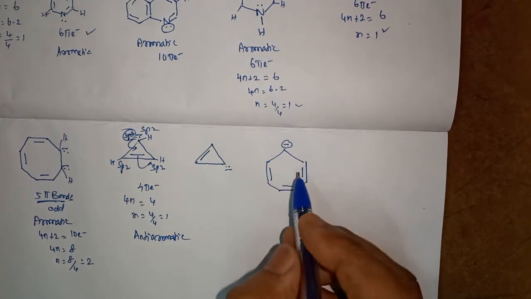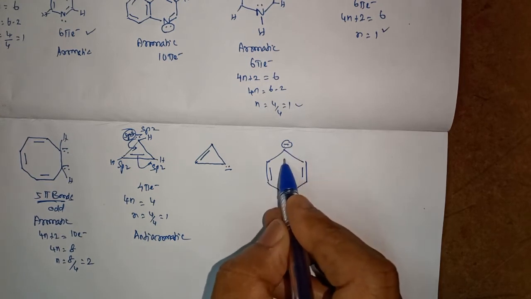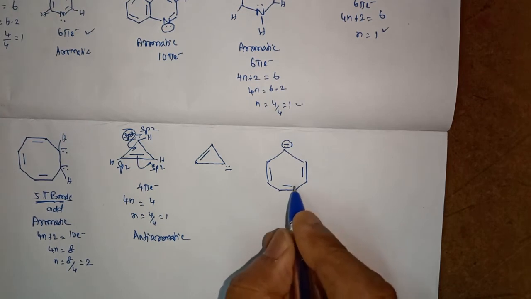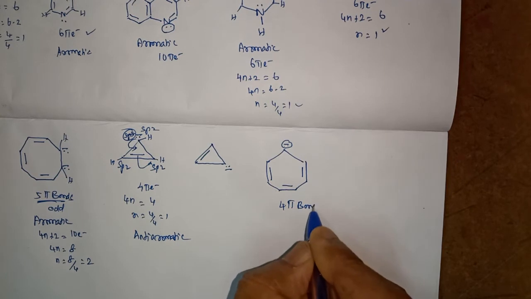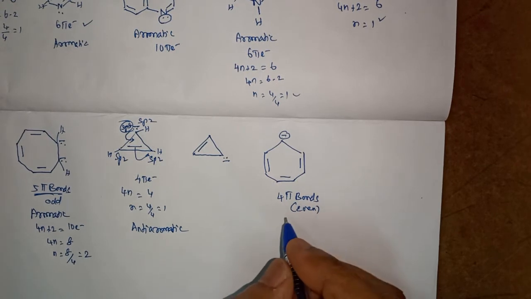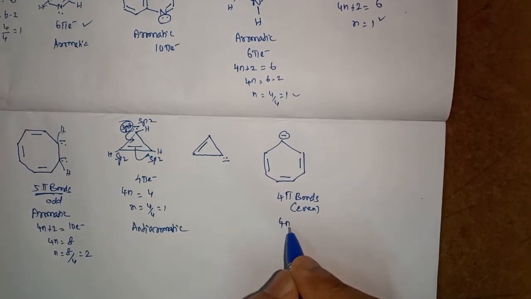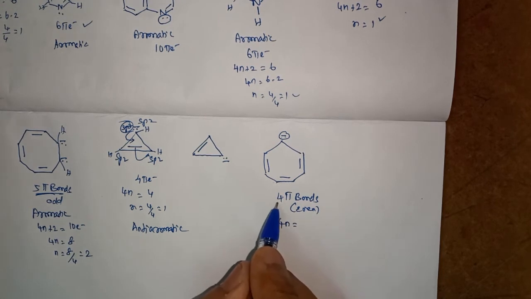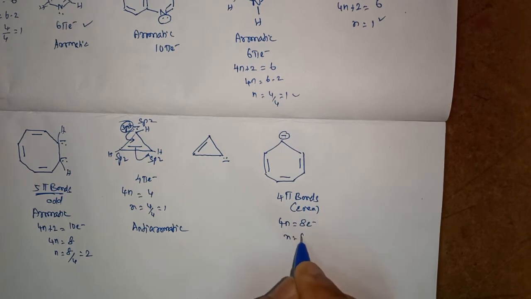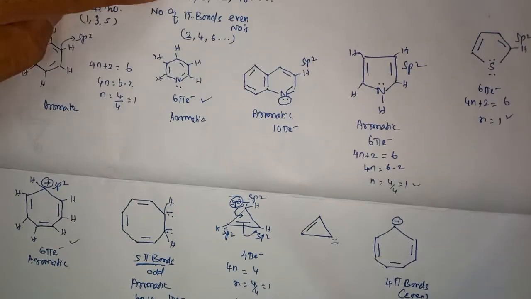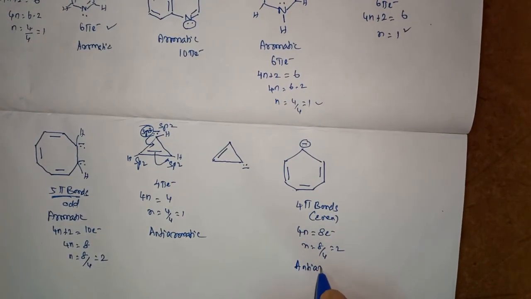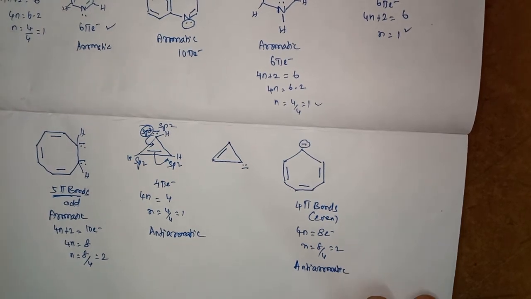Simple idea. You count the number of pi bonds: 1, 2, 3, 4 pi bonds. The pi bond number is even. If the pi bond number is even, it is anti-aromatic. If it is anti-aromatic, it obeys the 4n rule. That 4n is equal to how many pi bonds? 4 pi bonds. Each pi bond carries 2 electrons, 4 into 2, it is 8 electrons. That is n is equal to 8 by 4, that comes equal to 2. So the n value is equal to 2. So it is obeying, so it is called anti-aromatic. One more we see.